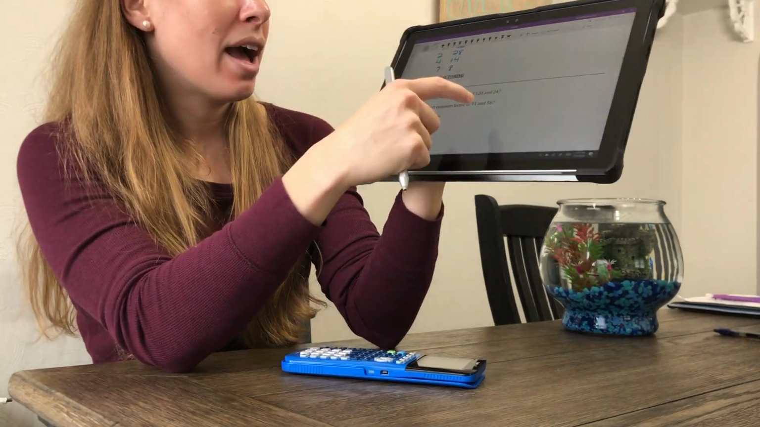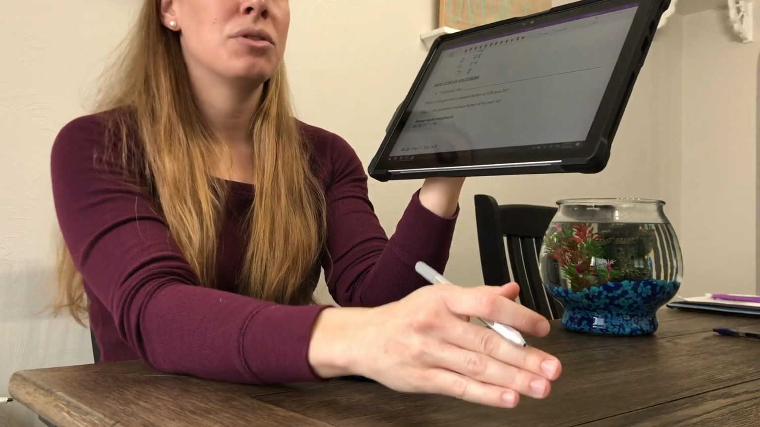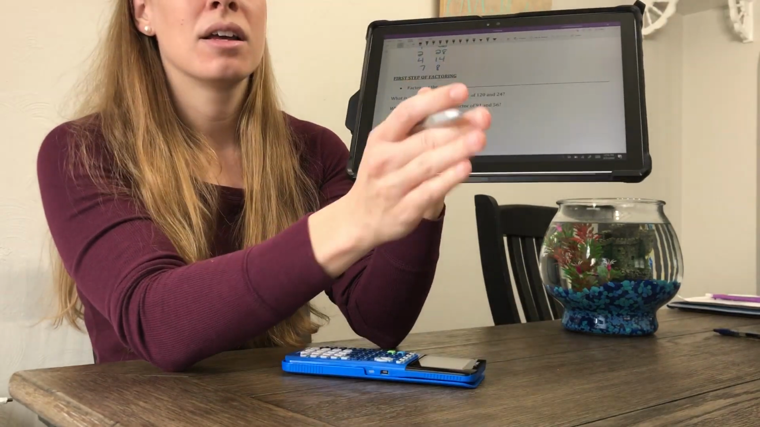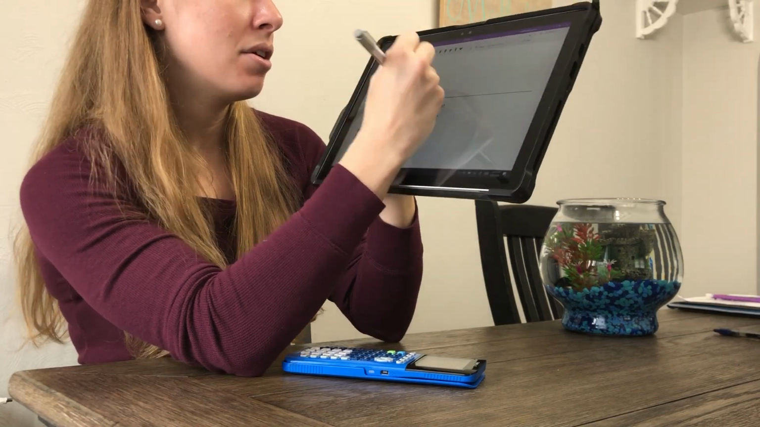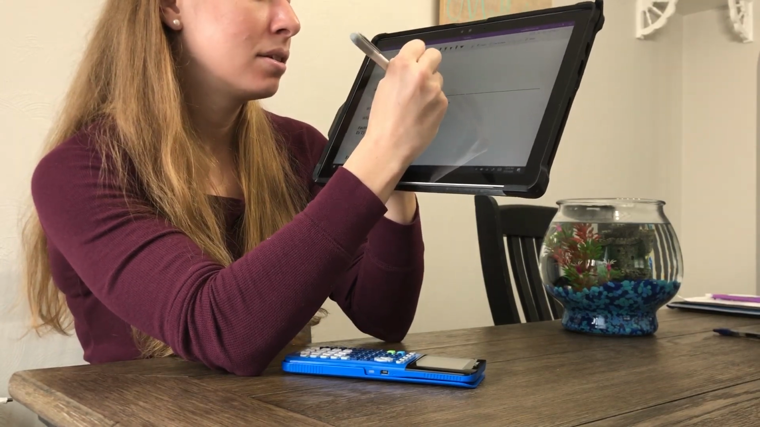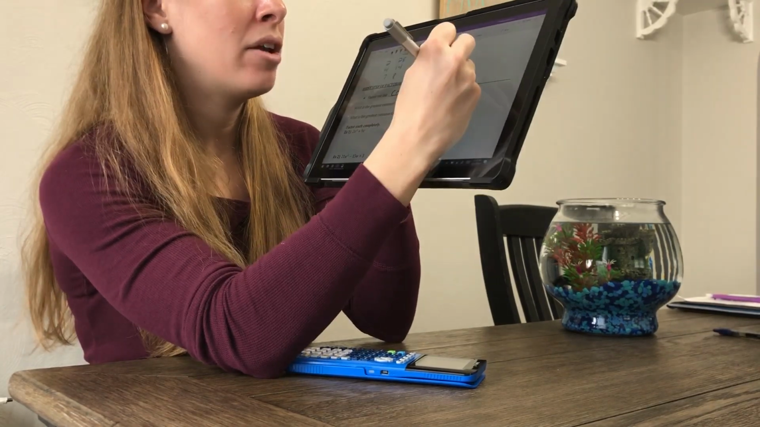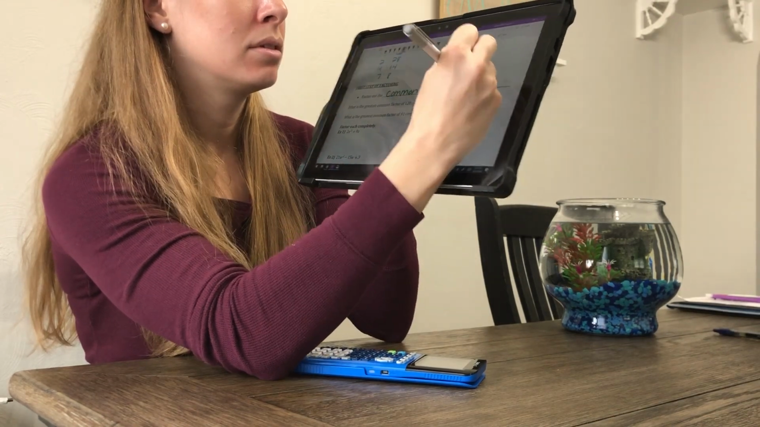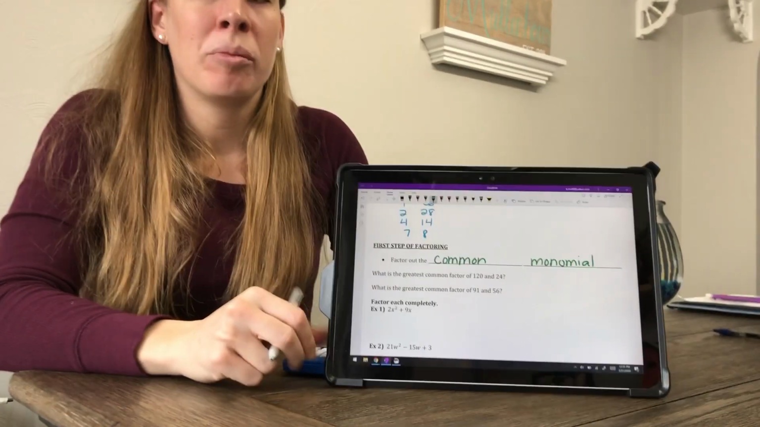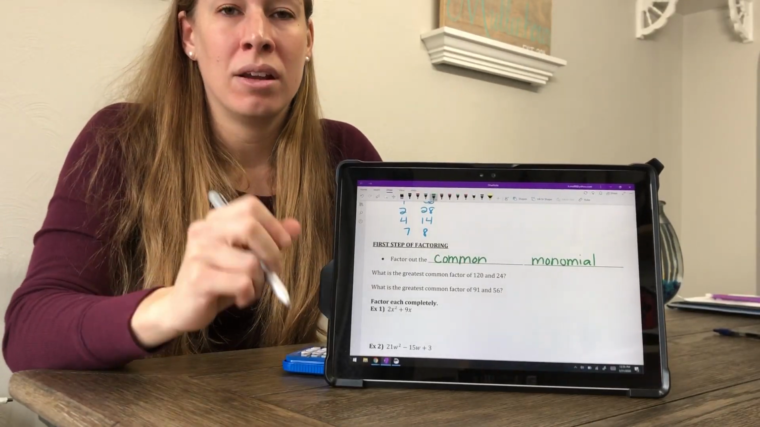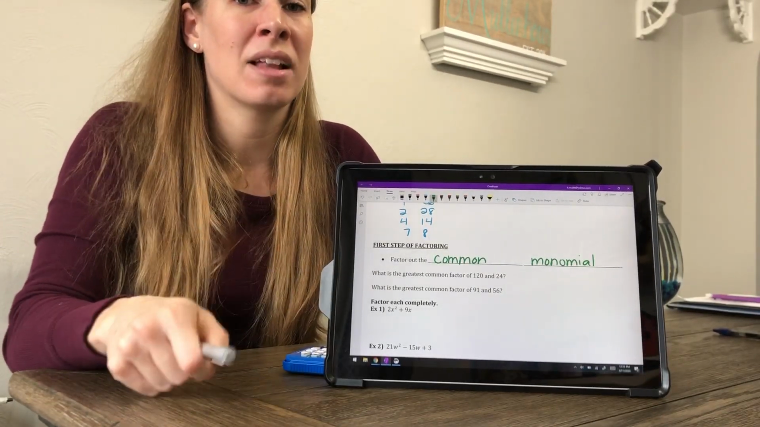So if I asked you what the first step of factoring was, you should tell me factor out the common monomial. Monomial: mono meaning one, nomial meaning term, and something that is in common.